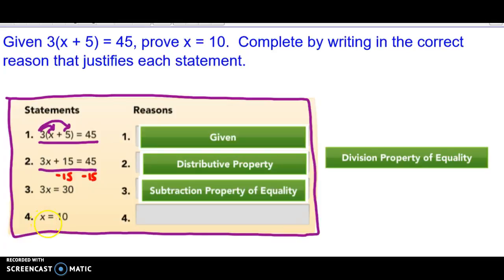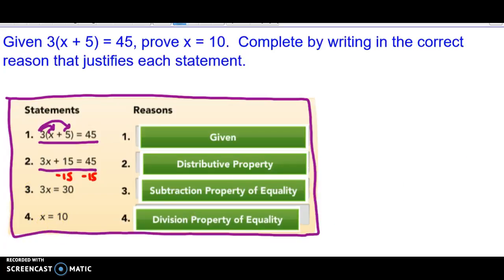And finally, our last statement is that x equals 10. Well, how did I get from 3x equals 30 to x equals 10? That would be through division. So I have divided both sides of the equation by 3. And that got me from 3x equals 30 to x equals 10. So I justify that with the division property of equality. When I divide both sides by the same number, my equation continues to remain balanced or show equality. So this would be my proof.